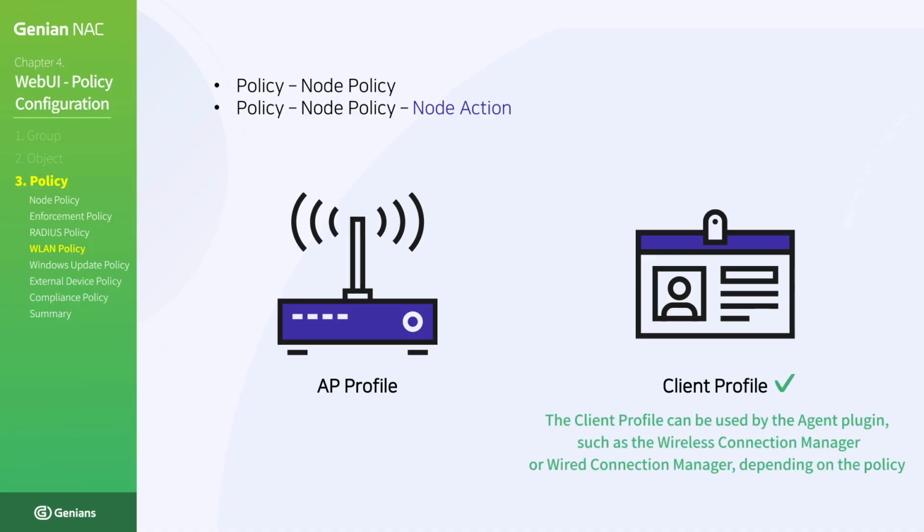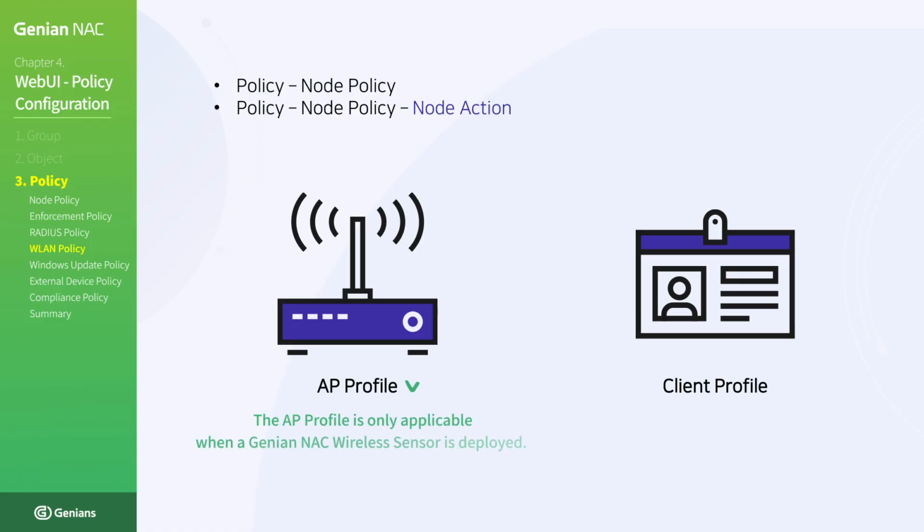The client profile can be used by the agent plugin, such as the Wireless Connection Manager or Wired Connection Manager, depending on the policy. The AP profile, on the other hand, is only applicable when a Genian NAC wireless sensor is deployed. This profile allows for managing the distribution and removal of wireless connection profiles provided by the AP. This enables comprehensive control over wireless environments managed directly by NAC wireless sensors.